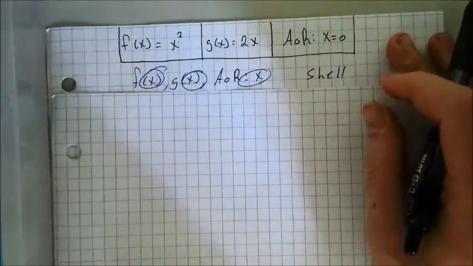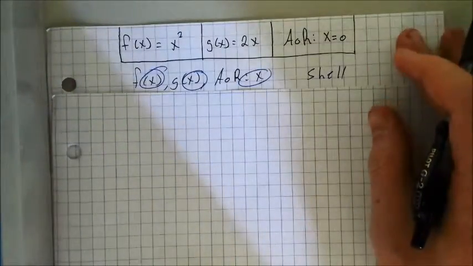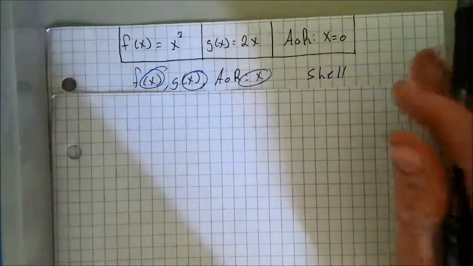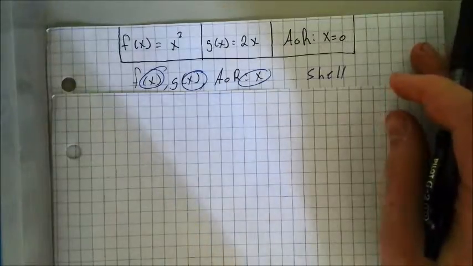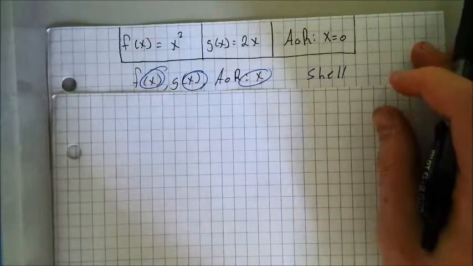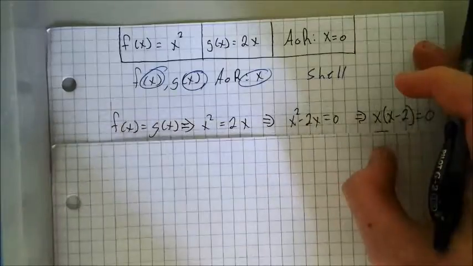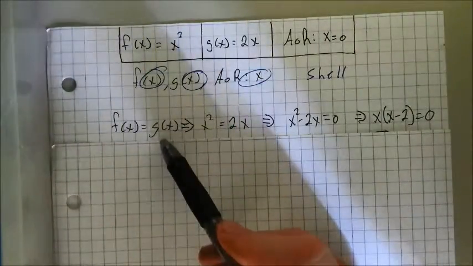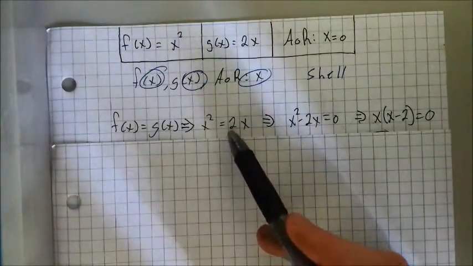Now that we know that, our next step is to determine what our domain is. We were not given a domain like we are in some problems, and so we must determine the domain for ourselves. So we do this by setting our functions equal to one another. We have f of x is equal to g of x. And I plug those in, so x squared equals 2x.